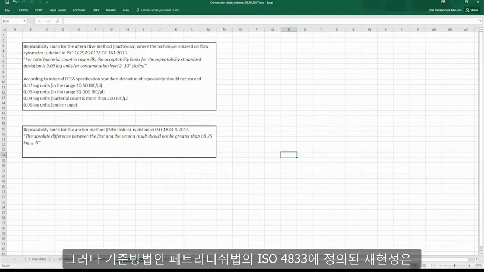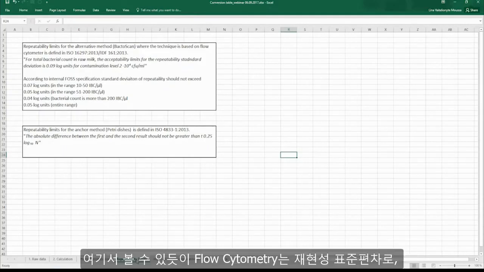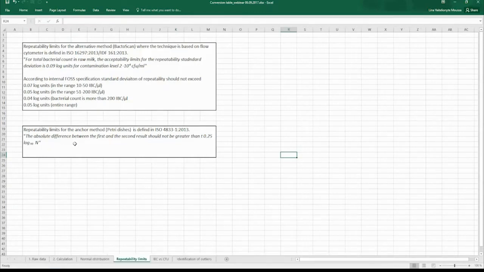But repeatability limits for the reference method, so it's Petri dishes, are defined in ISO 4833, and it's saying that the absolute difference between the first and the second result should not be greater than 0.25 log units. So here you can see that for flow cytometer, we are looking at repeatability standard deviation, and for Petri dishes, we are looking at absolute difference.